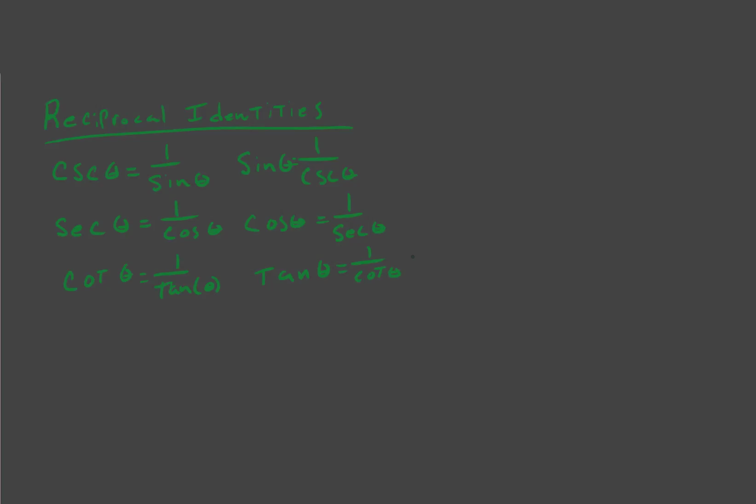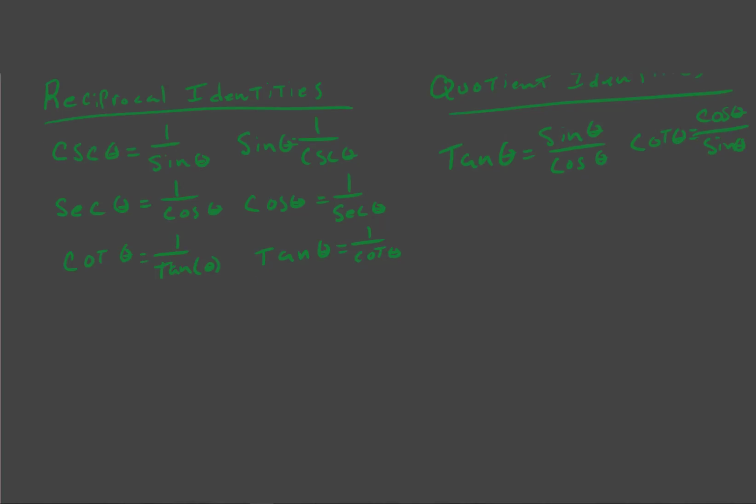The other set of identities that you're going to need to use are what we call the quotient identities. And they are simply your unit circle definitions for tangent and cotangent. You learned that tangent of theta is equal to sine of theta over cosine of theta, and you learned that cotangent of theta is equal to cosine of theta over sine of theta. So what can we do with these two sets of identities?